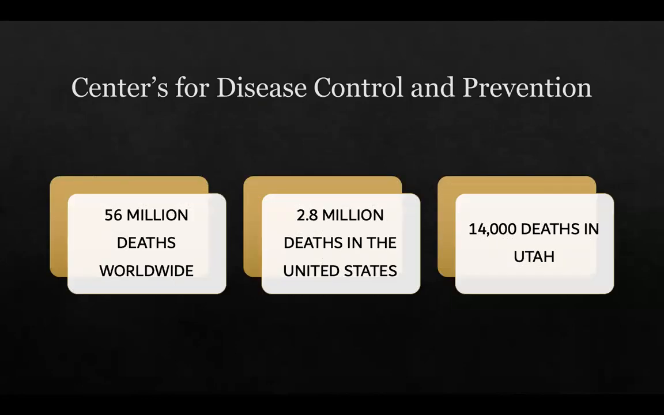So the CDC aligns quite a bit with the United Nations as far as death tolls. So again, throughout the world, we have about 56 million deaths worldwide. 2.8 million of those occur in the United States. And bringing it down even more, about 14,000 deaths per year in Utah. So when we break that down even more, that's about 38 deaths a day and close to 2 people an hour. So it's something that's happening pretty significantly.